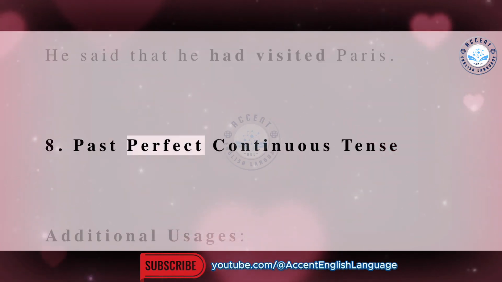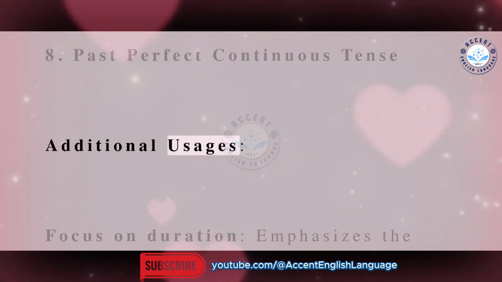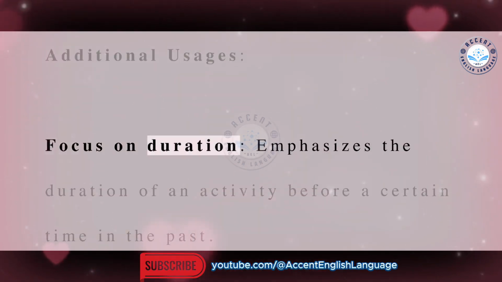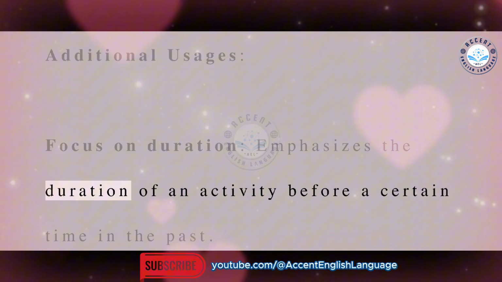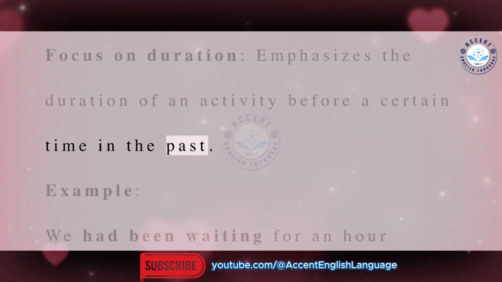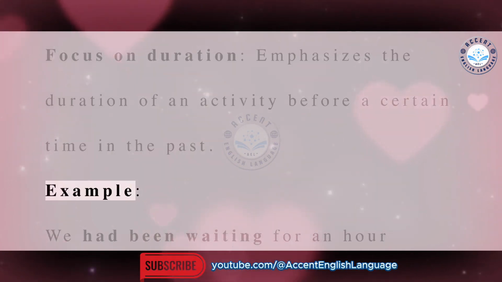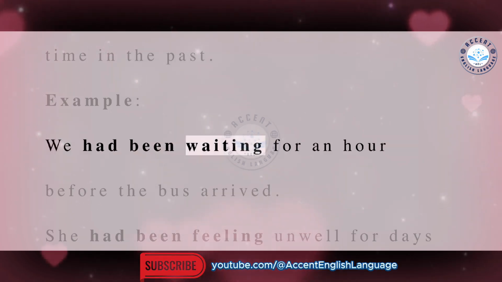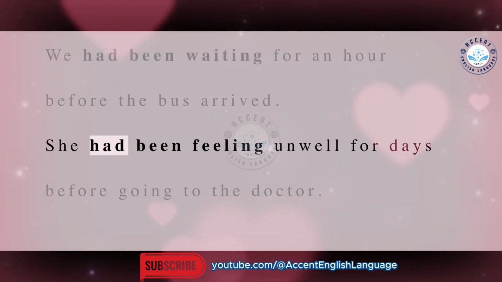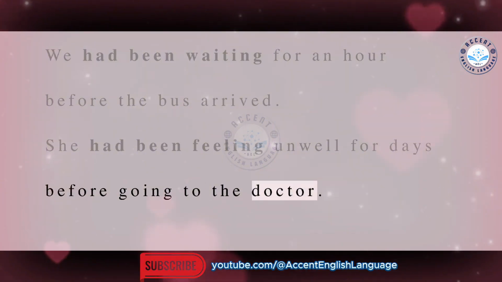8. Past perfect continuous tense. Additional usages. Focus on duration, emphasizes the duration of an activity before a certain time in the past. Example: We had been waiting for an hour before the bus arrived. She had been feeling unwell for days before going to the doctor.